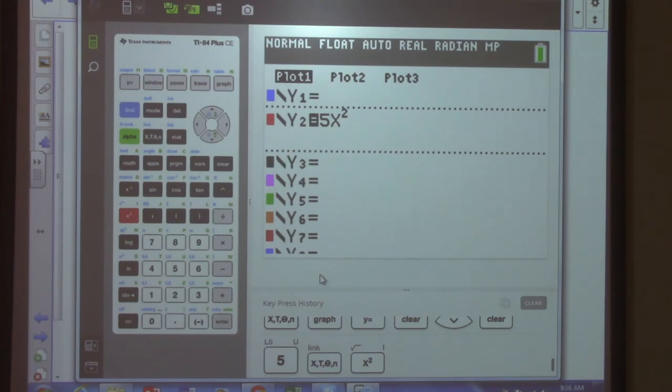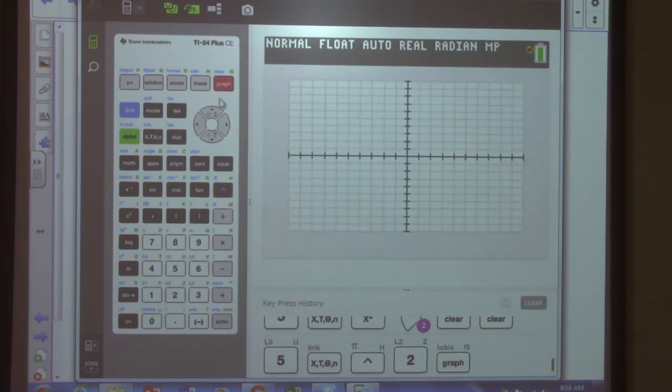You see that? See that, Bryce? X squared. Right, you see that? And another thing you can do instead of that, let me show you an alternative way to do that. I'm going to clear this out. You can press 5x to the exponent squared too. You can do it that way too. But then you graph, standard graph, and that's what you see.